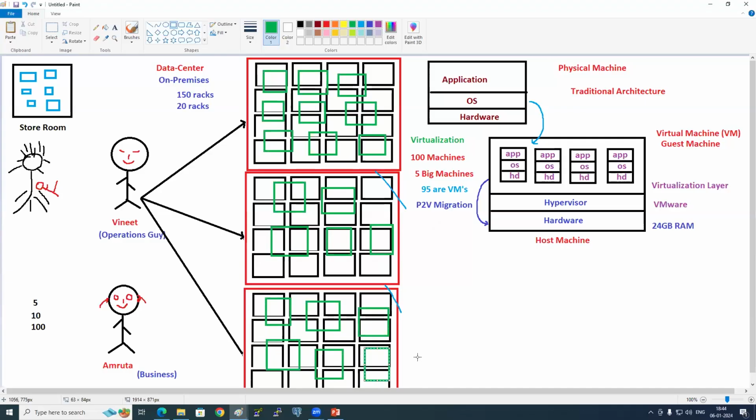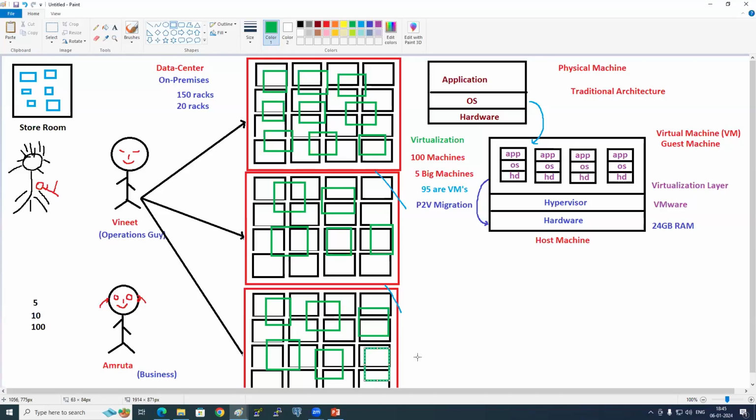Now what? Again back to 3 data centers. Guys, again back to 3 data centers.